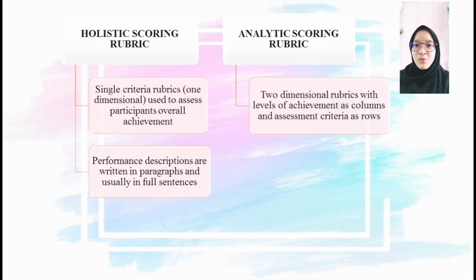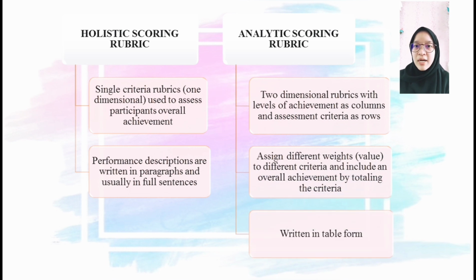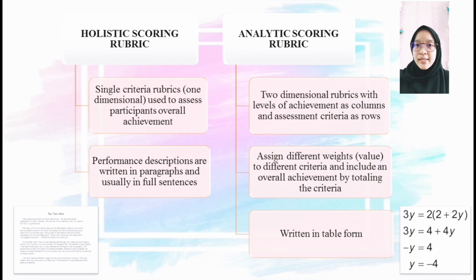There are 2 types of it, which are the holistic scoring rubric and also the analytic scoring rubric. So what are the differences between the 2 of them? So let's look and see. For the holistic scoring rubric, it is a single criteria rubric which is one-dimensional, used to assess participants' overall achievements. The performance descriptions are written in paragraphs and also usually in full sentences.